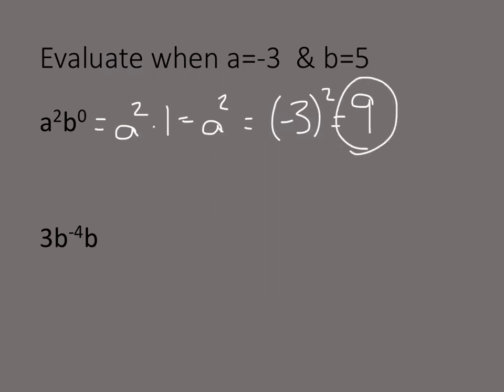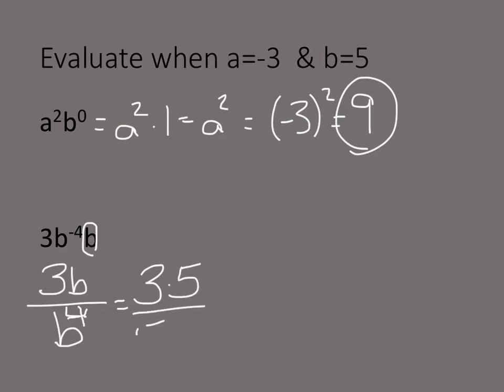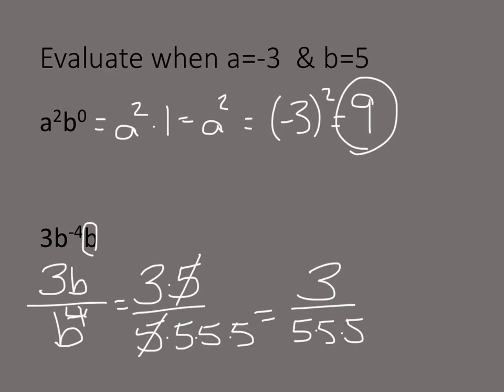Here we have 3. This b is positive, so that will stay on top. This b is negative, so that will bring it down here, which makes it equal to 3 times 5 over 5 times 5 times 5 times 5. You can see that these cancel each other out, which makes it 3 over 5 times 5 times 5. And 5 to the third power is 125, so the answer is 3 over 125.